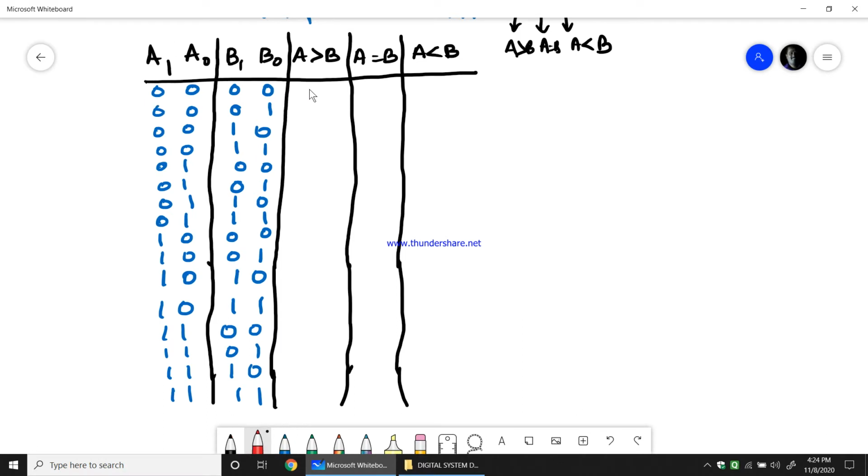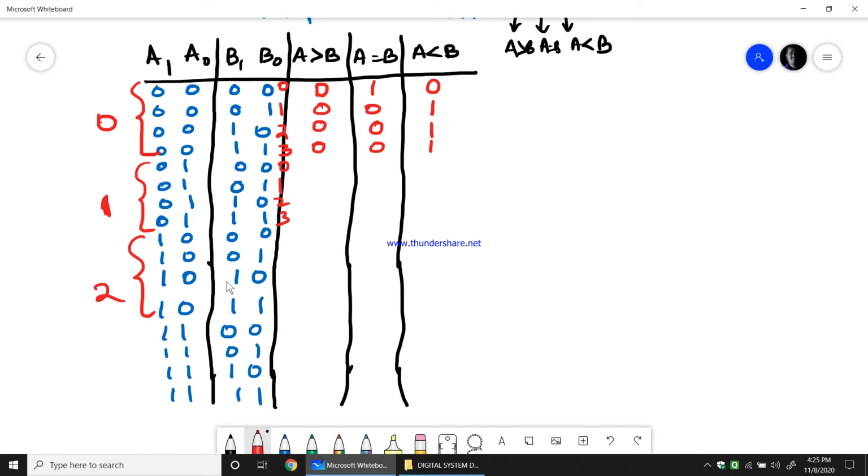Okay, now 0 0 0 0, A equals B. So 0 0 0 1, 0 0 1 0, A is less than B. So 0 0 1 0, again A less than B. Then again A less than B. So it is as good as this, all four values is 0, whereas this is 0 1 2 3. Similarly, this all four values are 1, whereas this is 0 1 2 3. This all four values is 2, whereas this is 0 1 2 3. This all fours are 3, whereas this is 0 1 2 3.